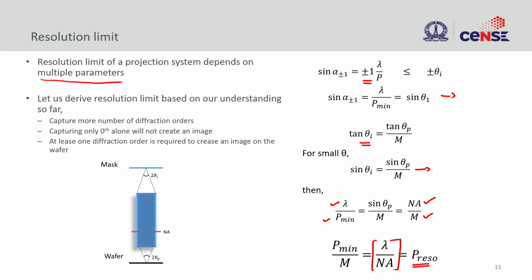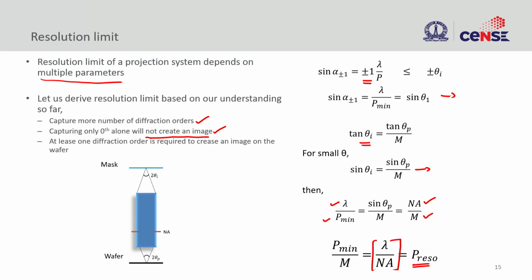So now the resolution depends on how many orders you capture, and we should also know that only one order will not create any image. One should be very careful. If you just use the 0th order or only the first order, that will not create an image. Image creation is always based on interference. So interference requires at least 2 orders. That's what is said at the end: at least one diffracted order is required to create an image.